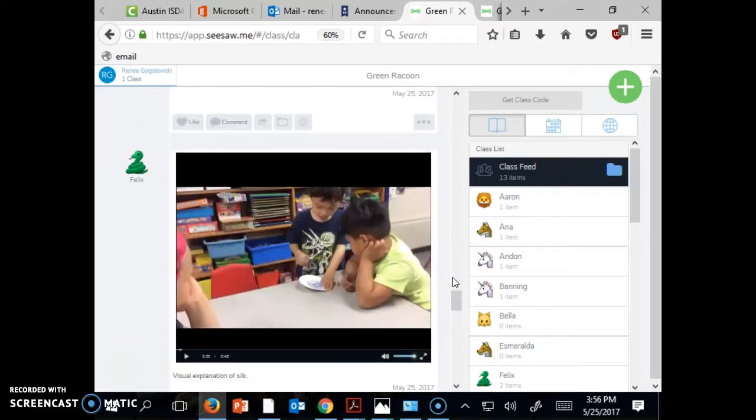So down here, during our small group discussion, we were discussing ants, and I have 2 friends from 2 separate groups that answered the same question differently. So here is Felix's answer to his explanation of what silk is after a friend wondered what silk was.